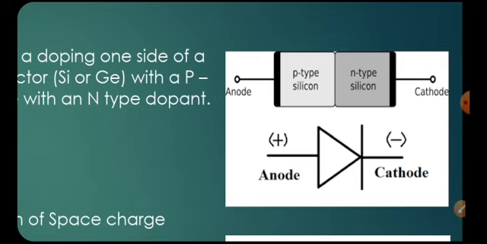The electrons on the n side diffuse to the p side, and holes on the p side diffuse to the n side through the junction. So the movement of these electrons from the n side to the p side and the movement of holes from the p side to the n side is called diffusion.